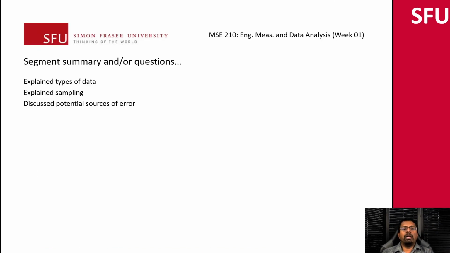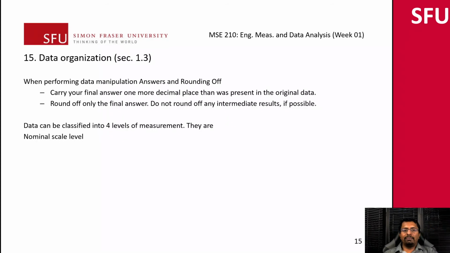Anyway, to quickly summarize this section, if you completed the section, you should be able to explain the different types of data. We explained the concept of sampling, and then we looked at the different potential sources of error. Next, we're going to be looking at data organization.